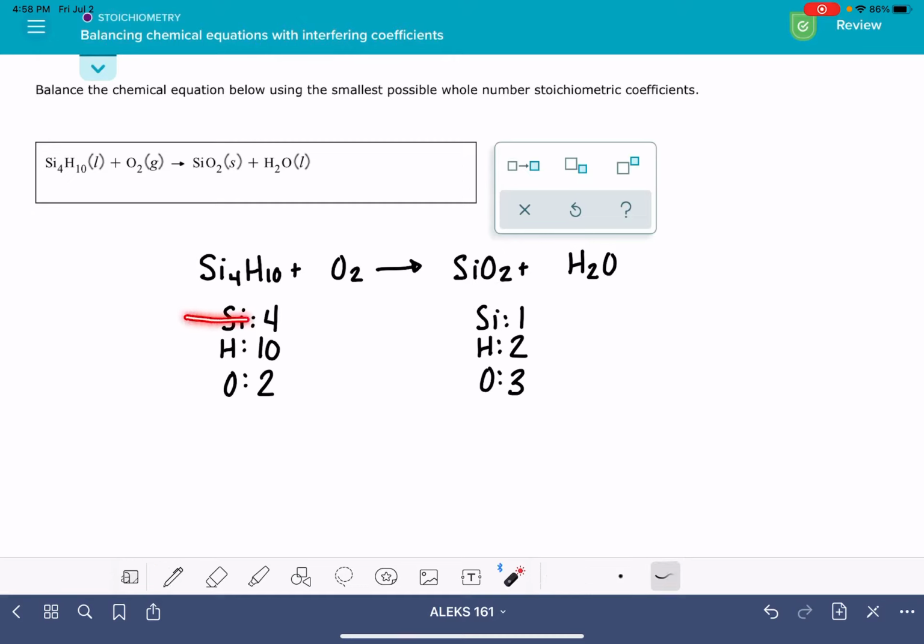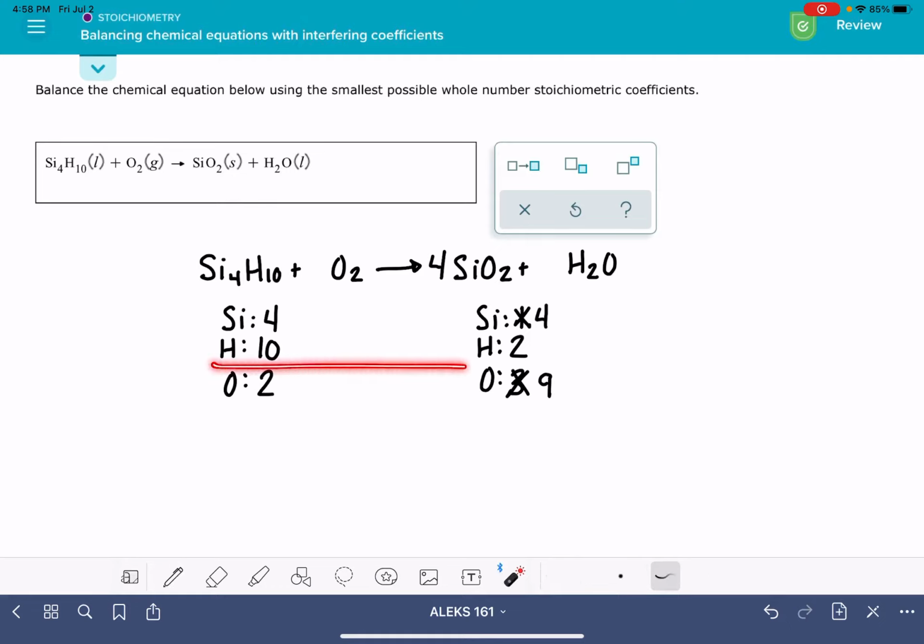So I'm just going to start at the top of the list and work my way down, starting with the Si. I have 4 on the left. I only have 1 on the right. I need 4 on the right. I'm going to put a big 4 in front of this molecule. 4 times 1 is 4, so now I have a total of 4 Si on the right-hand side. That has also changed the number of oxygen atoms because oxygen is in this formula as well. So now in terms of oxygen, I have 4 times 2, which is 8, plus 1 more, which is 9.